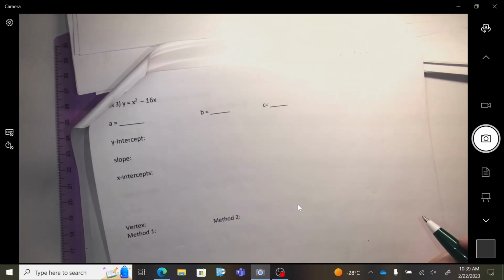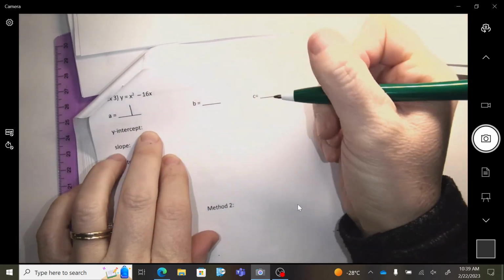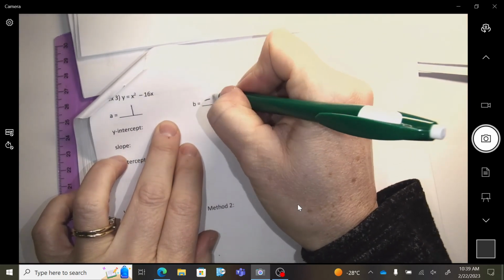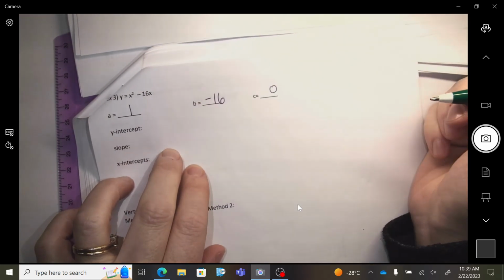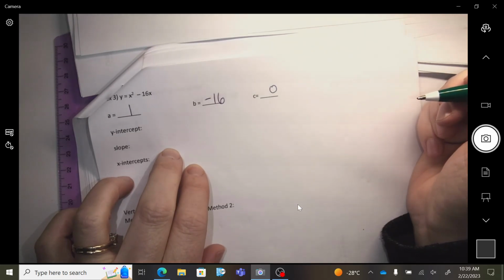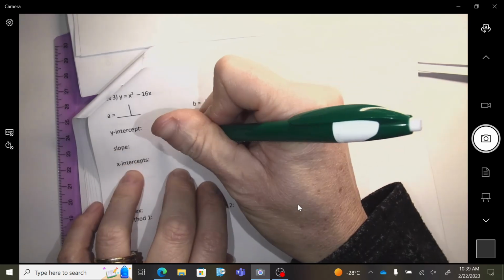Okay, we need to do one more of these. Because I make you do a different factoring here. Okay, so this one, how many x squareds do I have? 1. How many x's do I have? Negative 16. And how many numbers do I have? 0. So what is the y-intercept? If I don't have any numbers, 0. The slope is 1.